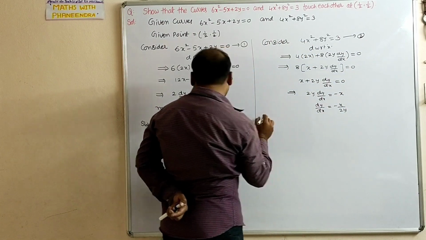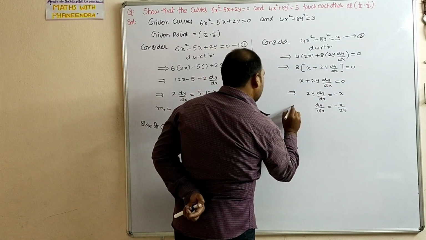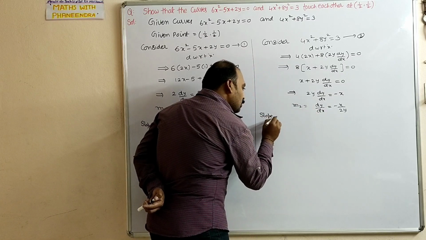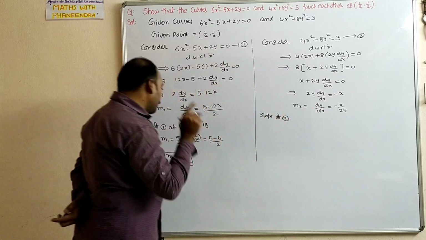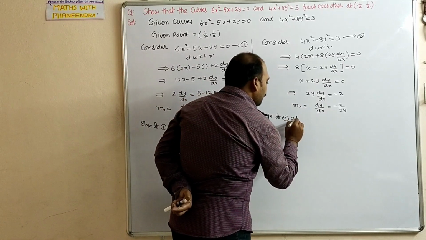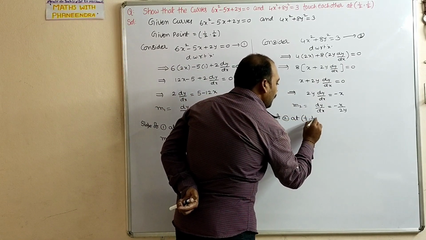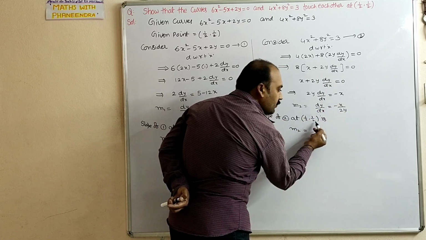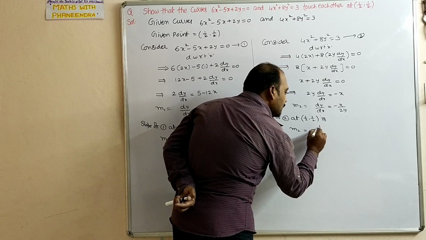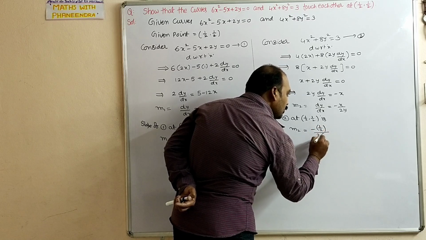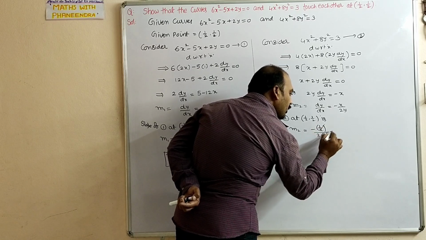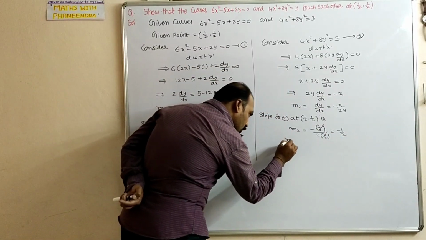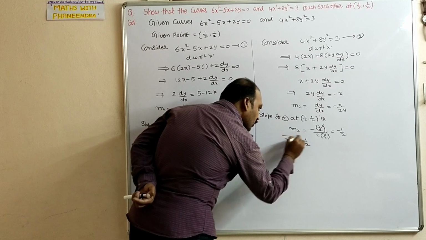Therefore, slope of second curve, I am assuming the second curve slope as m2 simply. Slope of equation 2 at the point 1 by 2 comma 1 by 2 is, so m2 equal to, wherever x comma y is there, 1 by 2 comma 1 by 2 have to replace: minus 1 by 2 divided by 2 into 1 by 2. The 1 by 2 and 1 by 2 get cancelled, ultimately we are getting minus 1 by 2. Therefore m2 equal to minus 1 by 2.